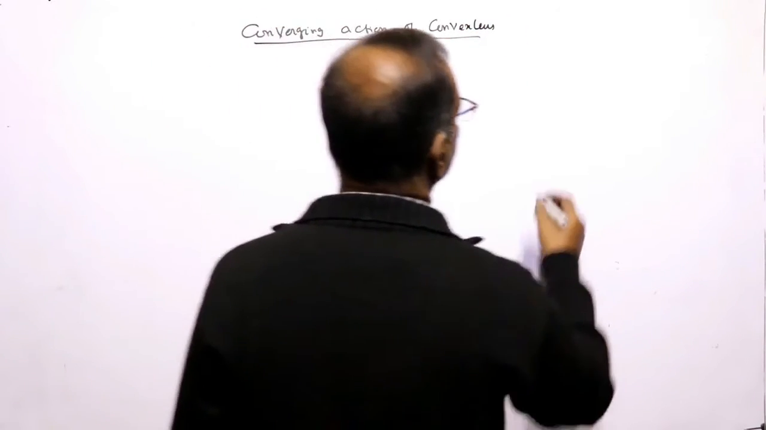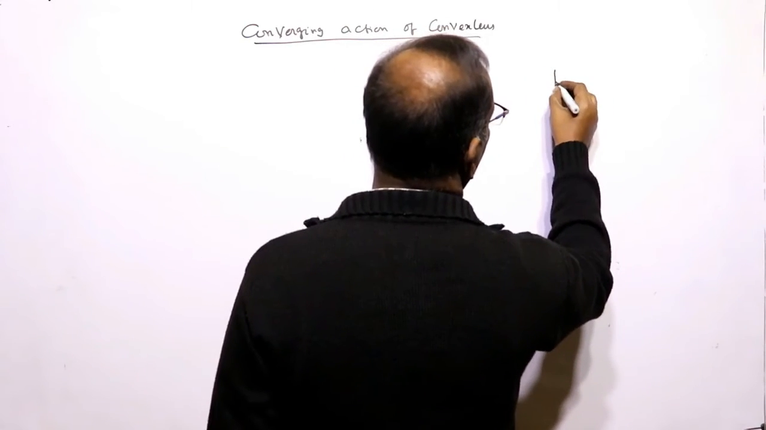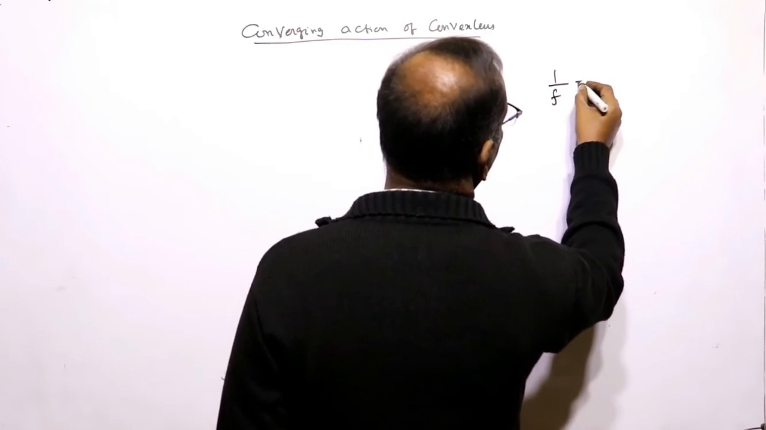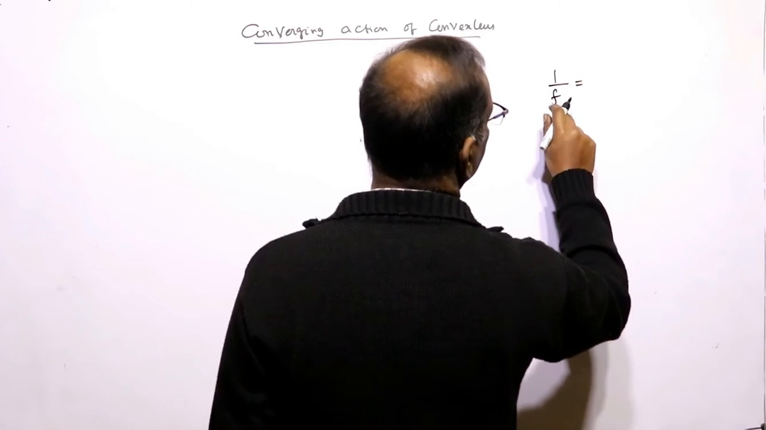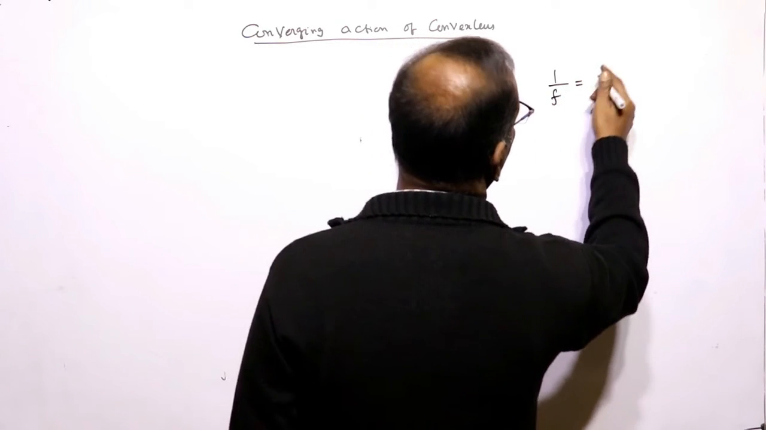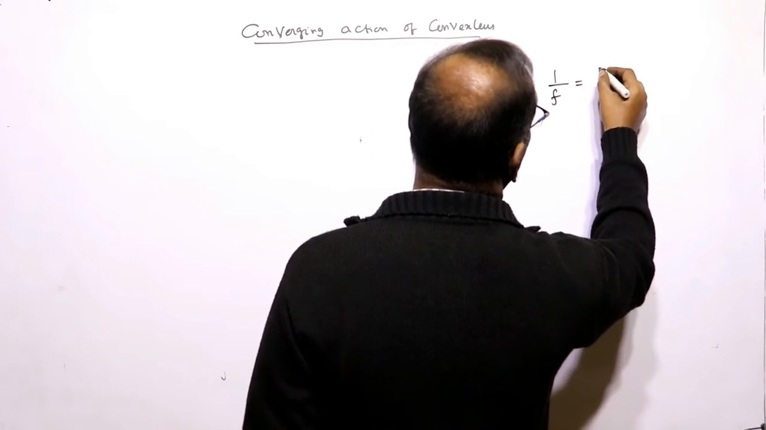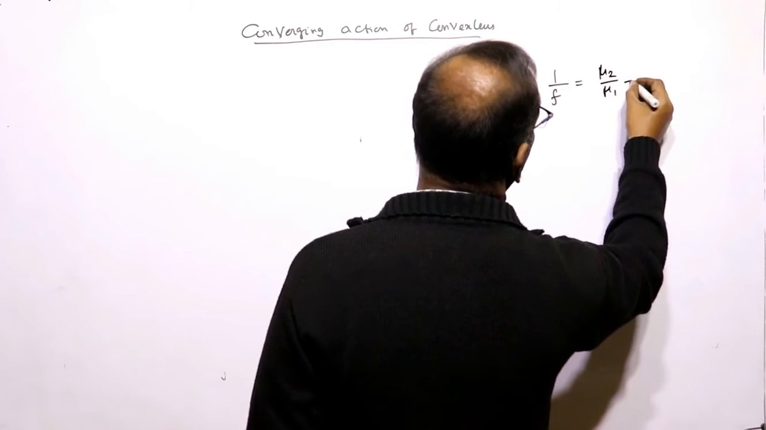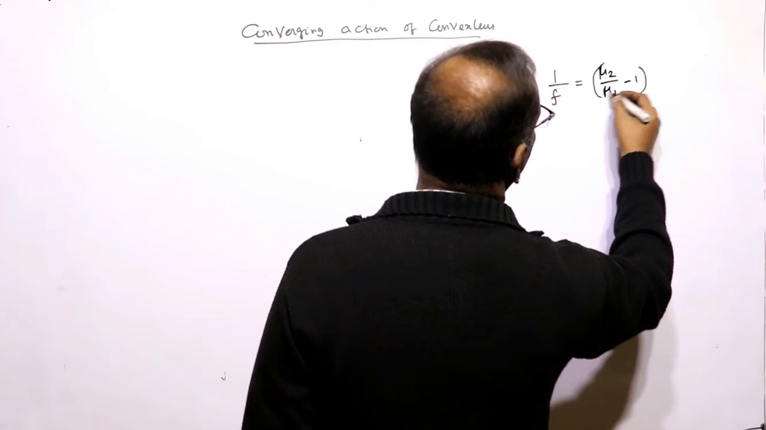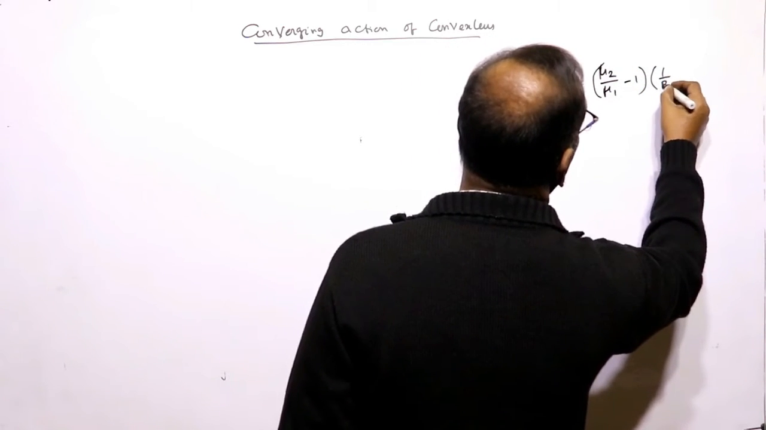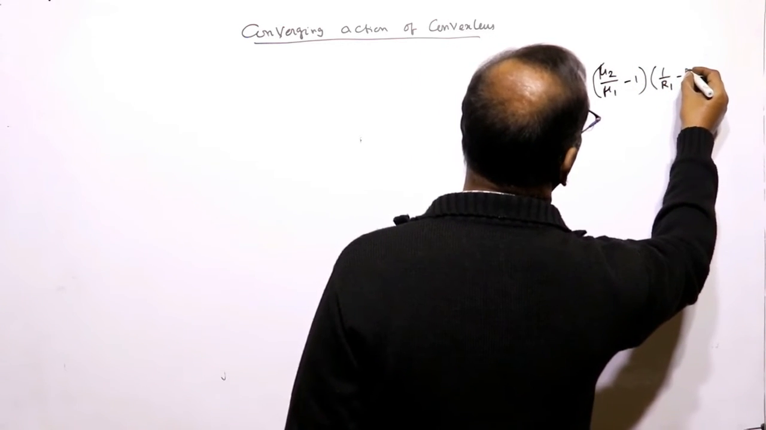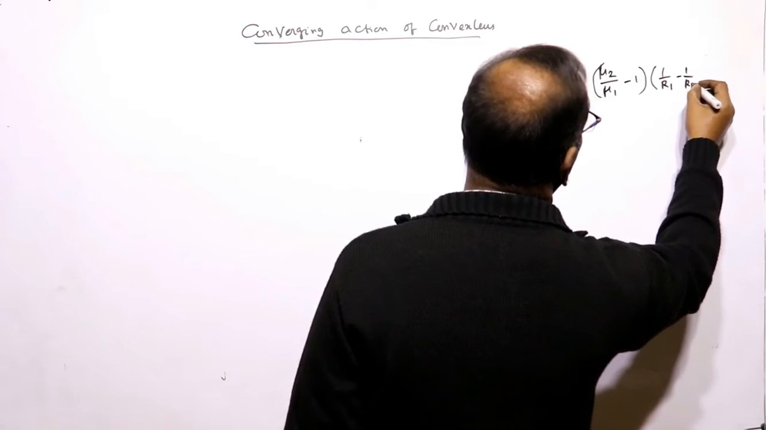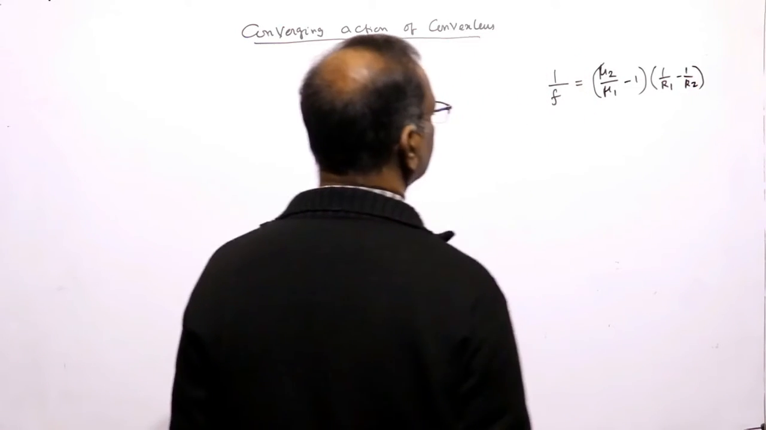See, we have already seen the lens maker formula: 1 by f is equal to, where f stands for the focal length in a given medium, 1 by focal length is equal to the refractive index of the second medium by the refractive index of the first medium, minus 1, into 1 by the radius of curvature of the first surface minus 1 by the radius of curvature of the second surface.